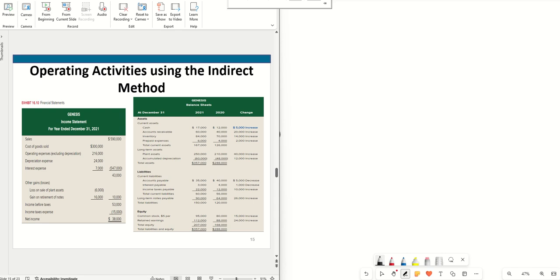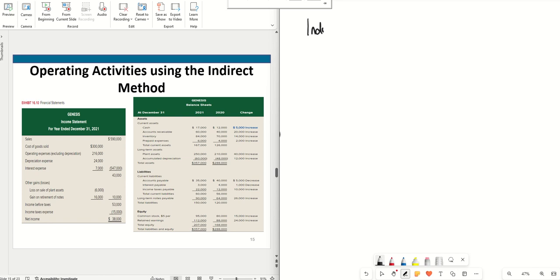This is part two of the statement of cash flows. Specifically, the focus is going to be on the operating activity section using the indirect method. As you can see here on the left hand side, there's an exhibit of the income statement and balance sheet from the textbook. I want to use these two statements to prepare the statement of cash flows using the indirect method.